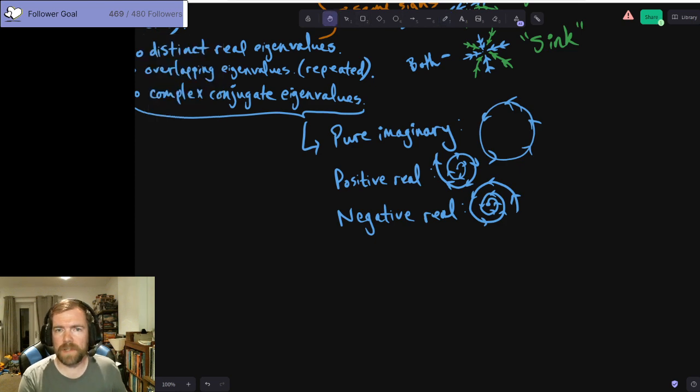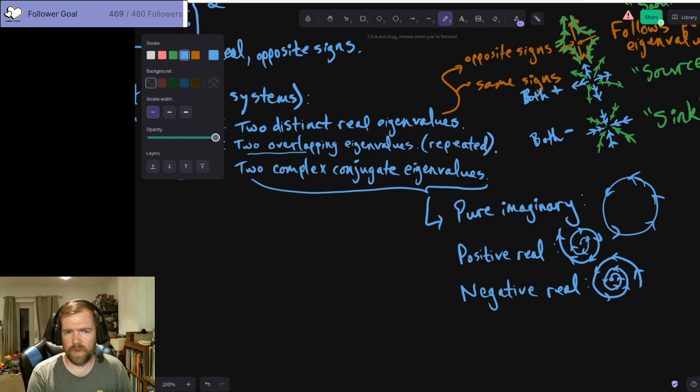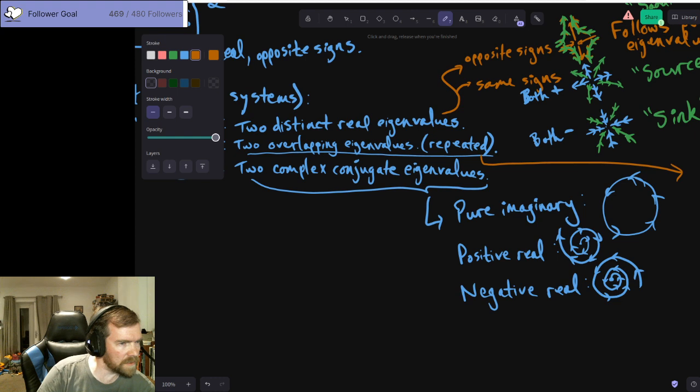Right. And so the weird one ends up being, what happens when we get two overlapping or repeated eigenvalues? Again, we'll talk more about this in just a little bit. Let's see if I got a picture right here. Well, this sort of depends on the eigenvectors, right? So whether you have a full set or not, you have some different behavior.